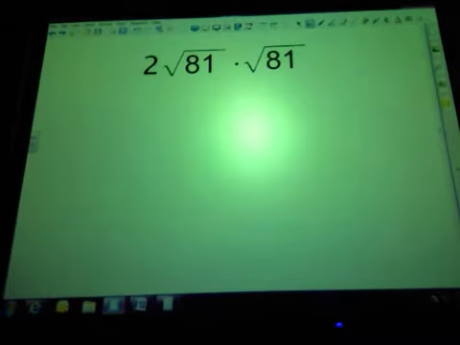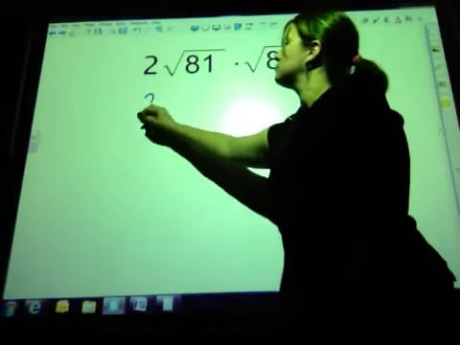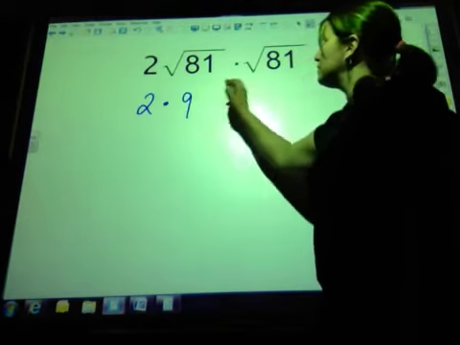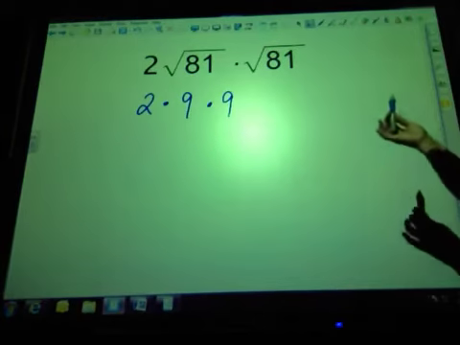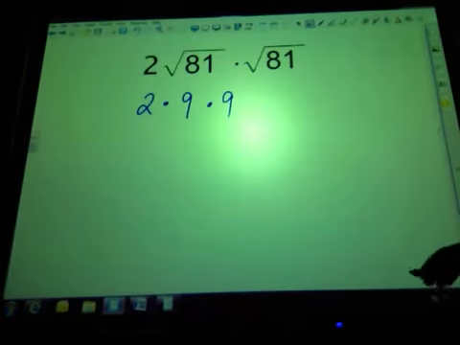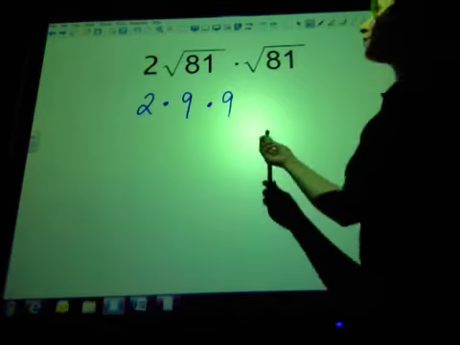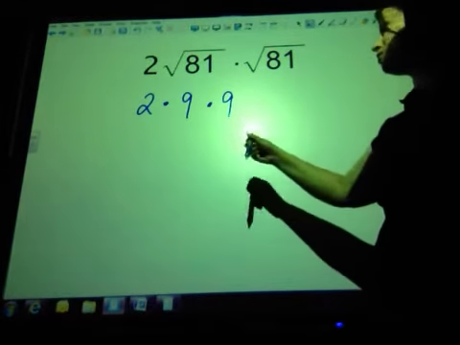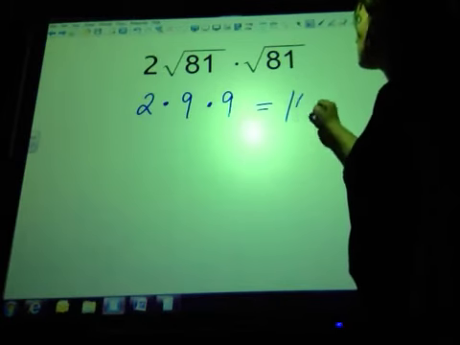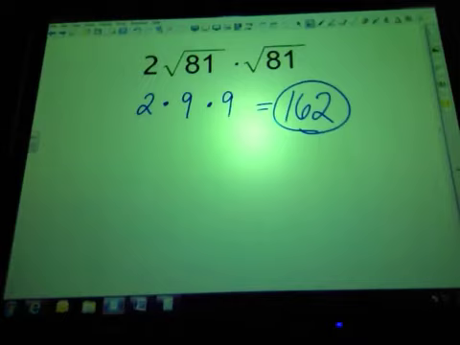On this one, we're going to simplify. First, we've got the square root of 81. Square root of 81 is 9. Square root of this 81 is also 9. In this problem, both of my square root signs disappear, so I don't need to worry about them anymore. So I have 2 times 9 times 9. 9 times 9 is 81. 81 times 2 would be 162. So this most simplified is 162.